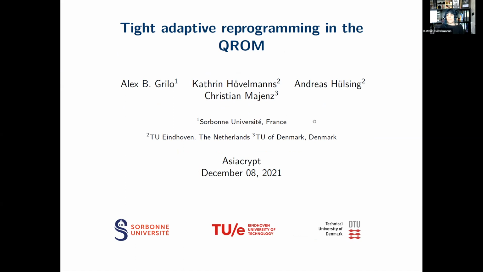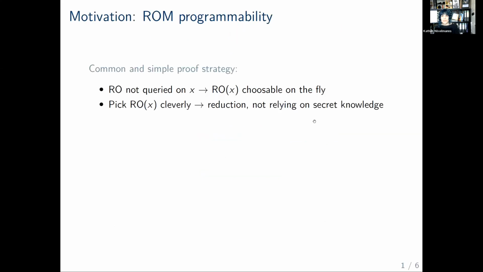Thanks. Yeah, welcome to my talk about adaptive reprogramming in the quantum random oracle model. And before I dive into our results, I will first sketch the motivation of this paper. The motivation was random oracle model programmability, which is a nice property of the random oracle model that allows for simple proof strategies. And the strategy is as follows.